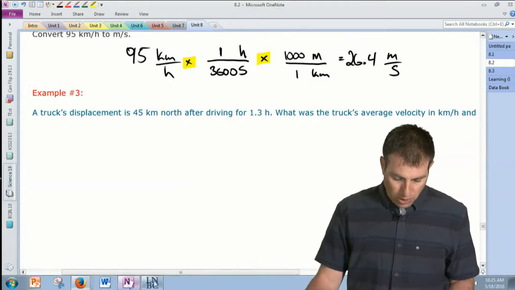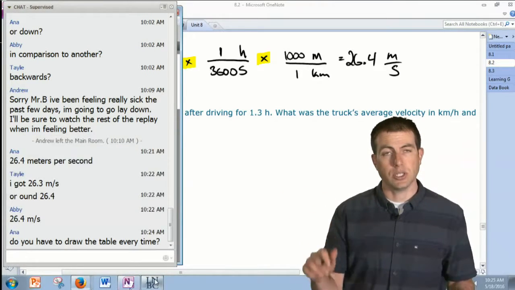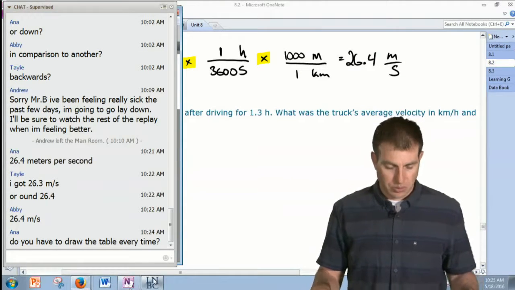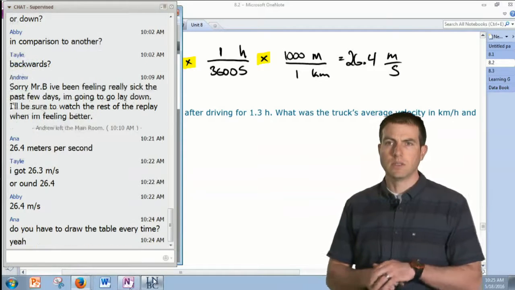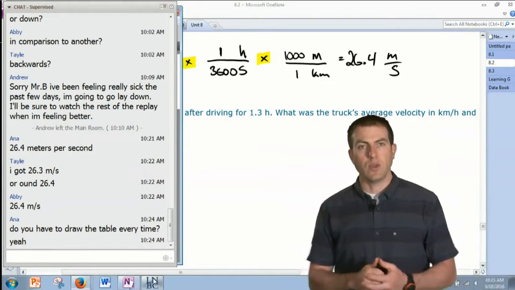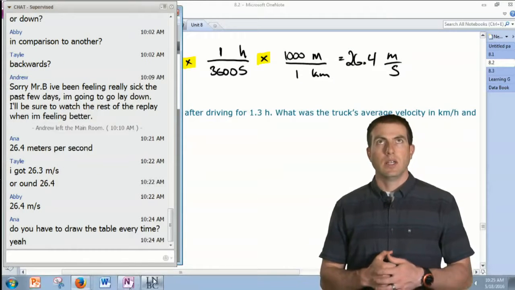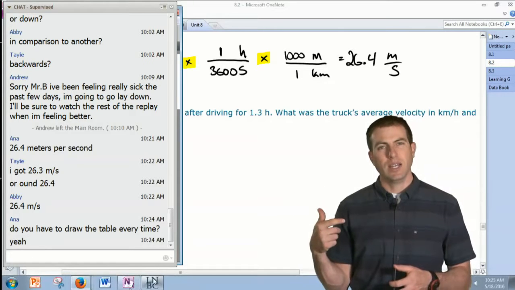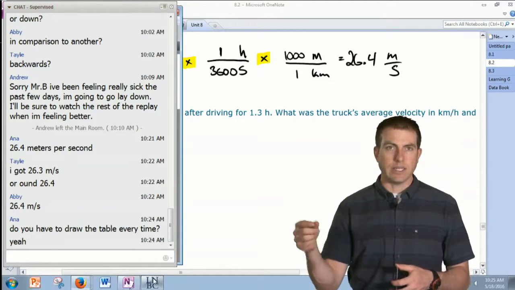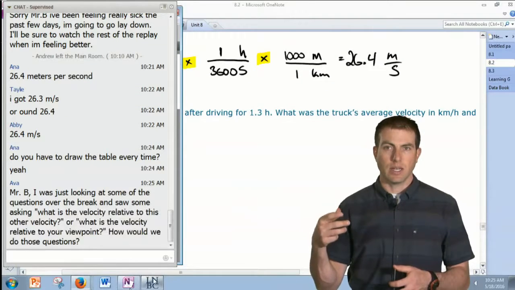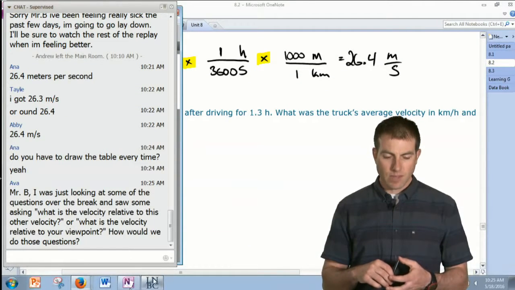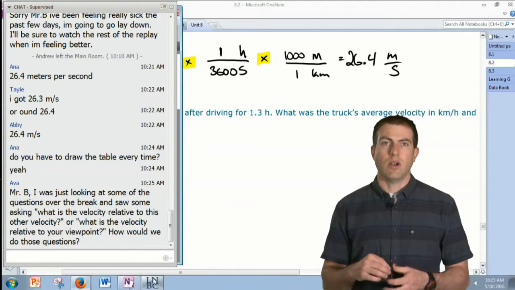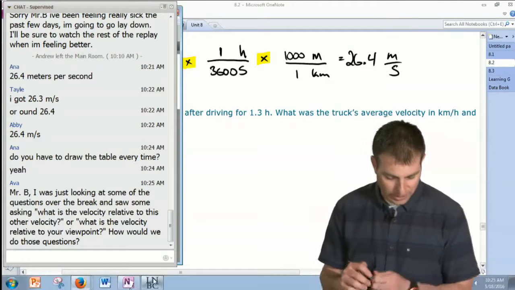Anna, what do you mean by draw the table? Like show the multiplication every time? Is that what you mean by that? Yeah. The reason I'm going to say yes is because we're going to also end up doing some questions where we convert meters per second to kilometers per hour. And if you don't write it down, you're going to kind of mix it up. And that's what makes things a little bit tricky. So in order to not make mistakes, yes, write it down.